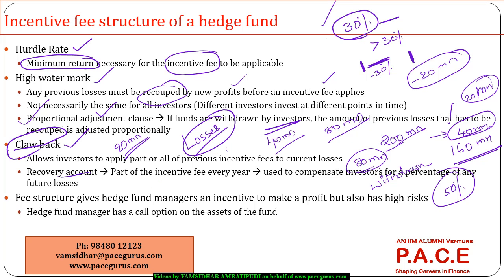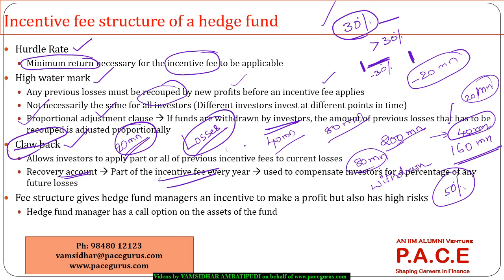So there is a recovery account. Whatever is the incentive that I have given you earlier, some portion of it is always set into a recovery amount, and this is typically used to compensate in case there is a big drop, in case the portfolio has generated huge losses in the current year. The compensation on that portfolio can typically be done by using the recovery amount, where some portion of the incentive that has been given to the hedge fund manager is being set aside as a separate account.